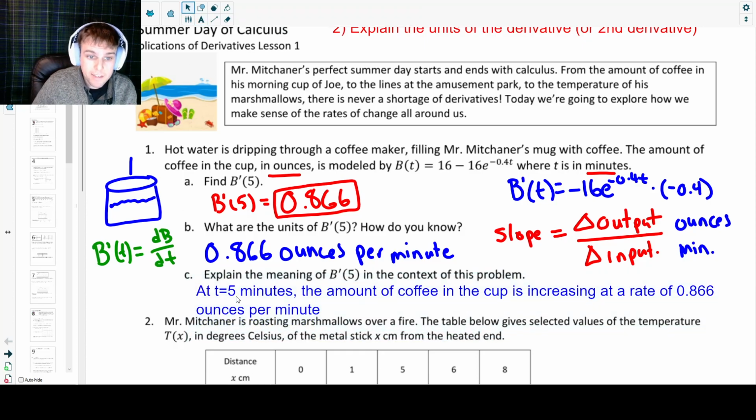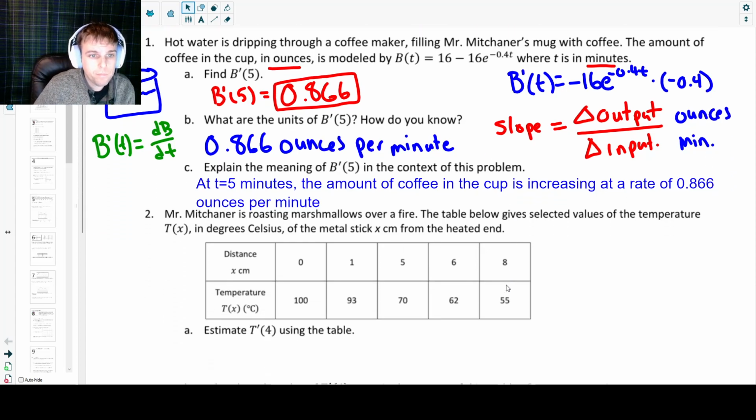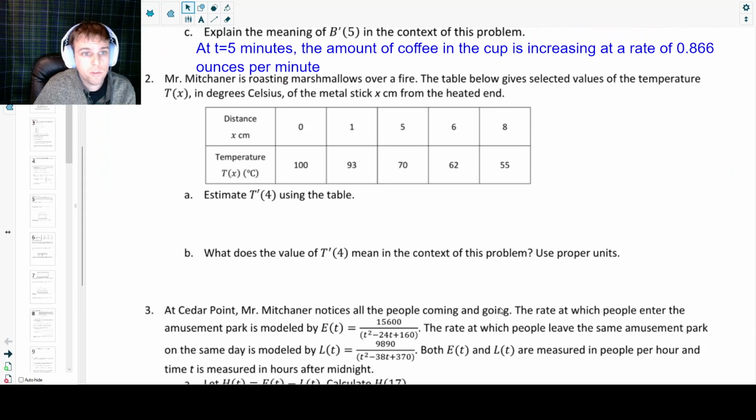So at t equals 5 minutes, the amount of coffee in the cup is increasing at a rate of 0.866 ounces per minute. And so that gives us the context of this problem and what this value that we calculated before really means. It's the instantaneous rate of change that's happening exactly at 5 minutes. At 4 minutes, it's probably going to be changing at a different rate than this versus at 6 minutes or other times. All right, we'll go ahead and move on to question number 2.